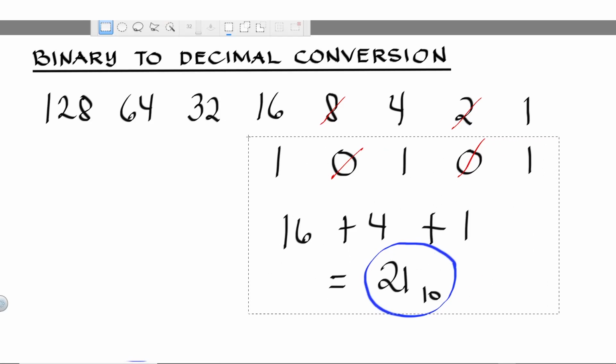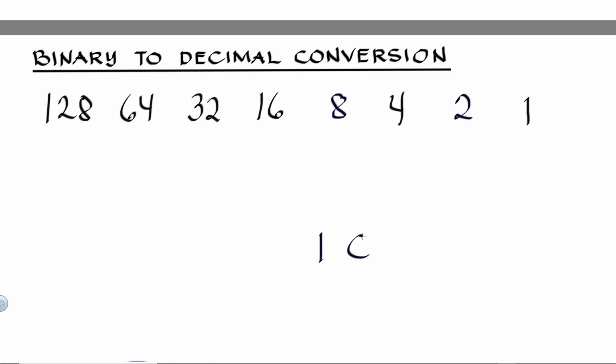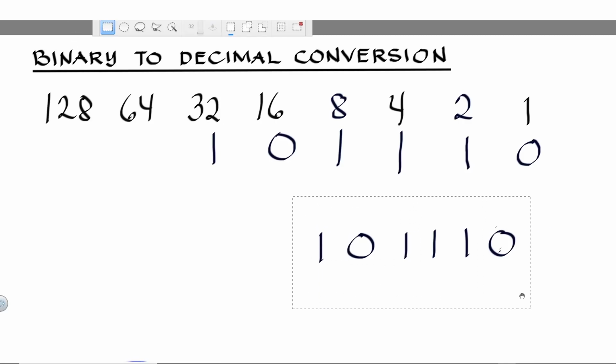And for our second example, we have 1, 0, 1, 1, 1, 0. So we're going to write these binary numbers under the power of 2 table. So this 0, we will put here under 1, then 1 under 2, and so on: 1, 1, 0, and 1.